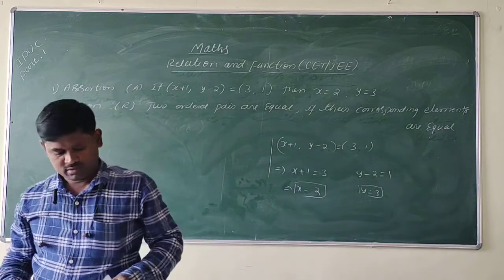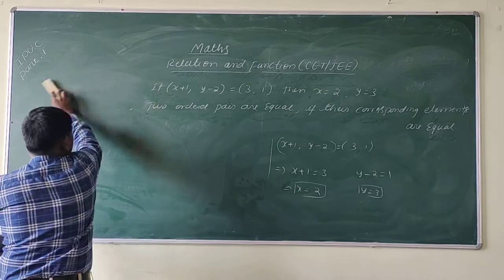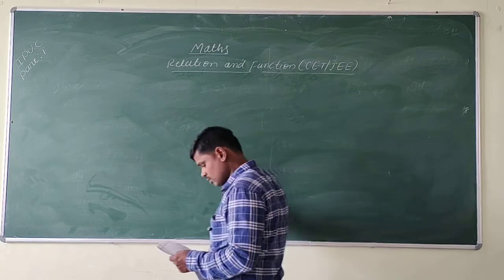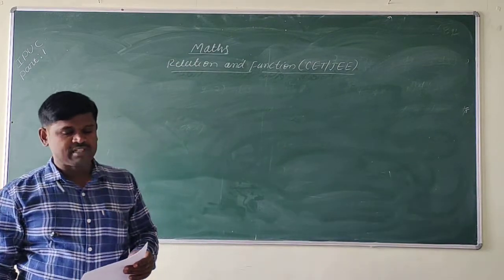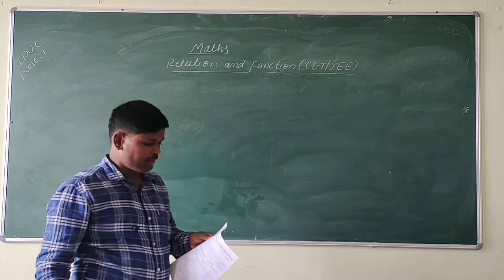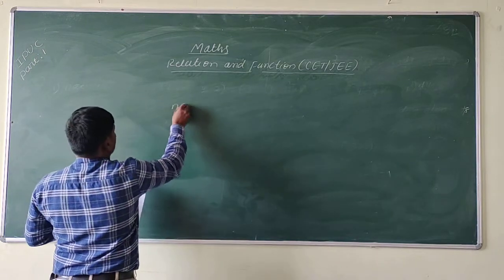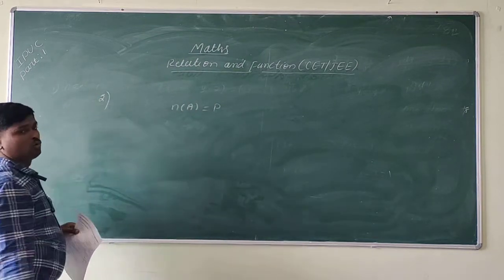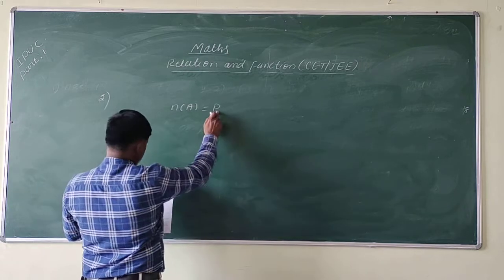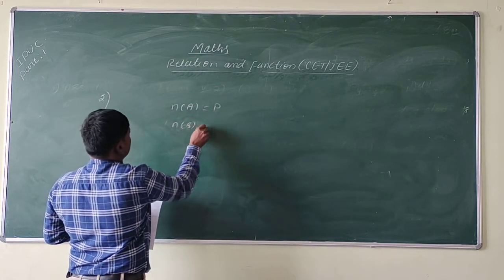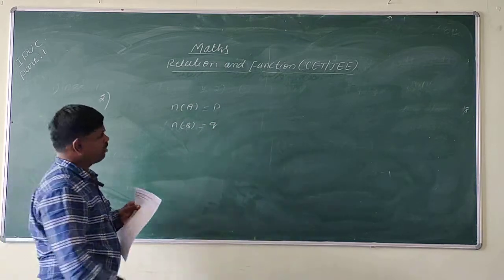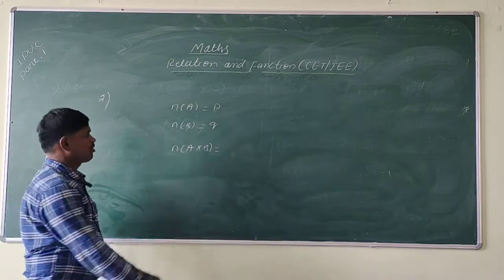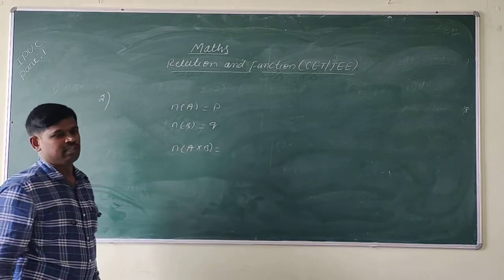So next, question number 2. If A and B are two non-empty sets, and n of A is P, that means the number of elements in set A is P, and the number of elements in set B is Q. Then n of A cross B is the number of elements in the Cartesian product A cross B.